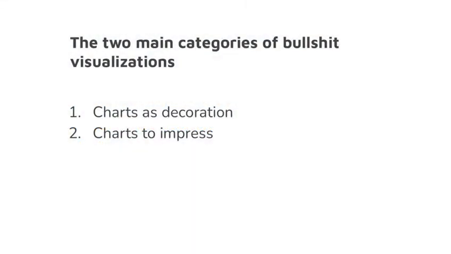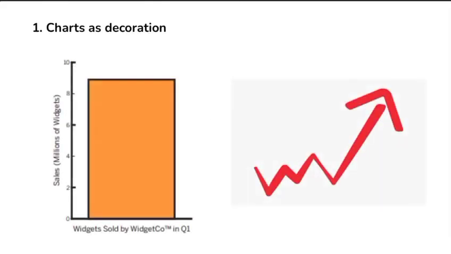The author then goes on to present a series of examples of bullshit visualizations, which can be roughly grouped into two main categories: charts as decoration and charts to impress. Charts as decoration are those made to lend an air of authority to the data, to make the data look more trustworthy and scientific. Take the chart on the left, for example.